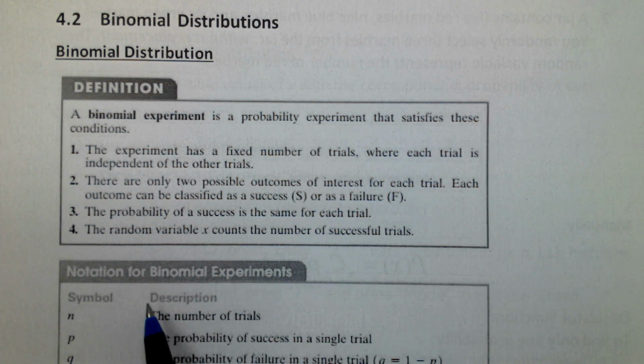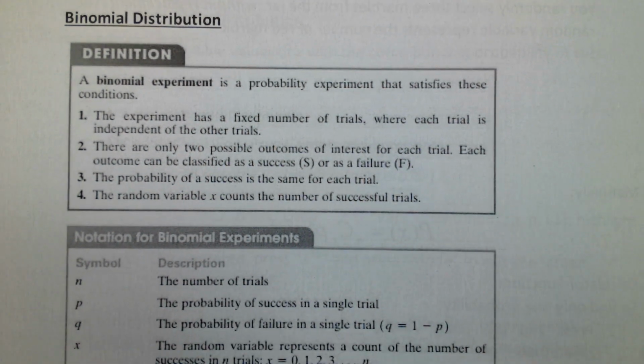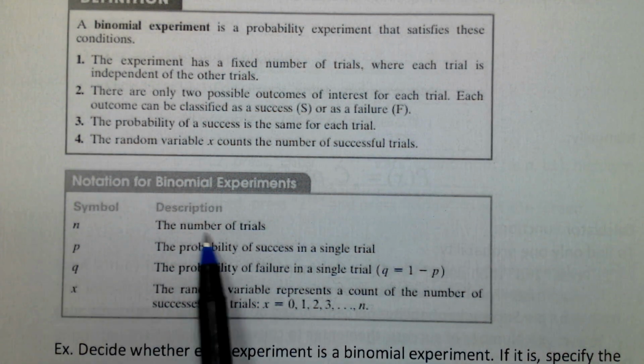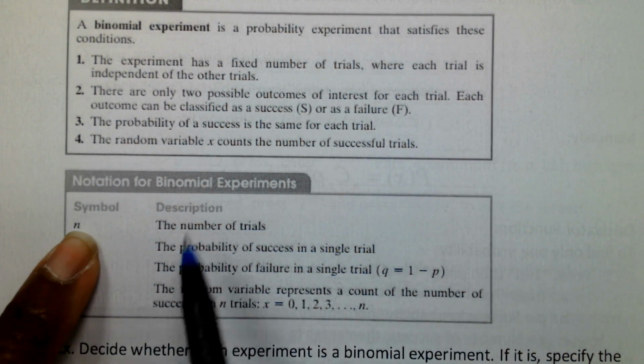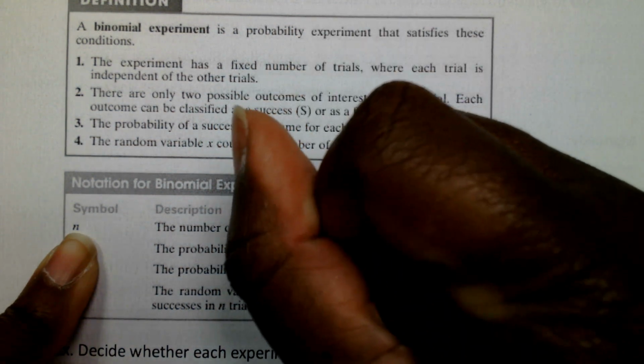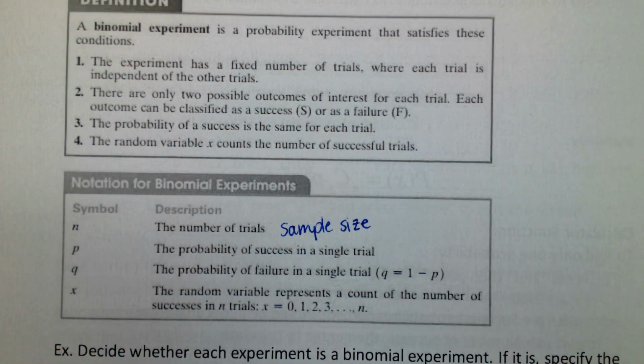Alright, so here are the notations. Wherever your formula sheet is, or your card where you have all your symbols, here we go. N is the number of trials. So here's that N again that we always see as sample size. N will have different names, but it's the same concept. It's a sample size.